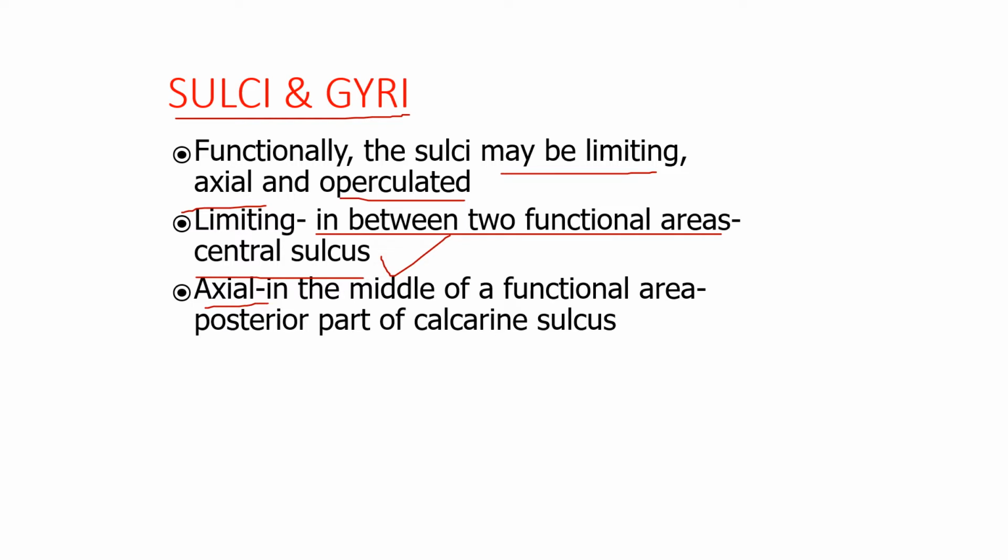Axial is, it is in the middle of a functional area. So that is how it is called. If it is one functional area, it is in the middle of that functional area. That's why it is called axial. Example, posterior part of the calcarine sulcus.